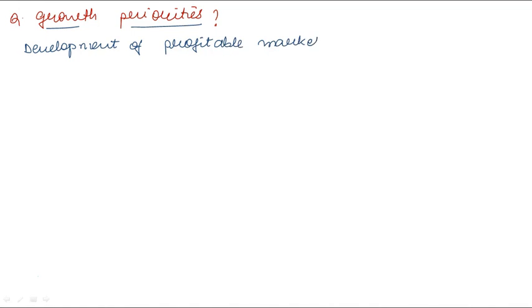So how are you going to answer it? The answer is going to be like that. What are going to be the growth priorities? While talking about growth priorities, there is a particular order which is required to be followed. So what is the order? The very first is development of profitable market.